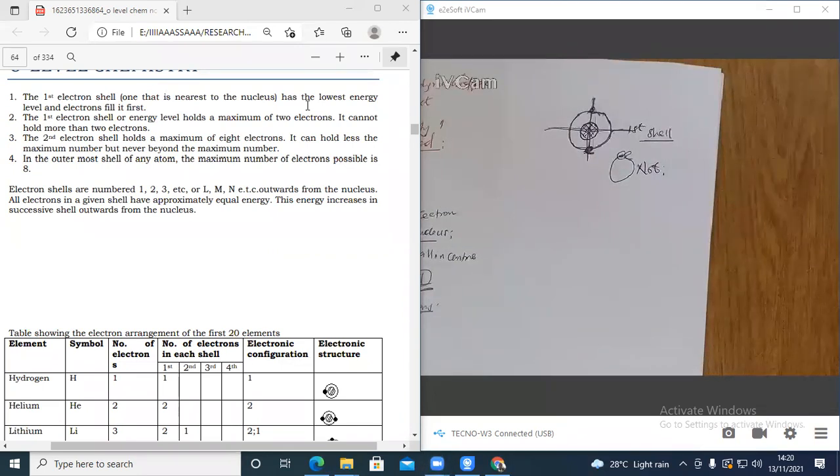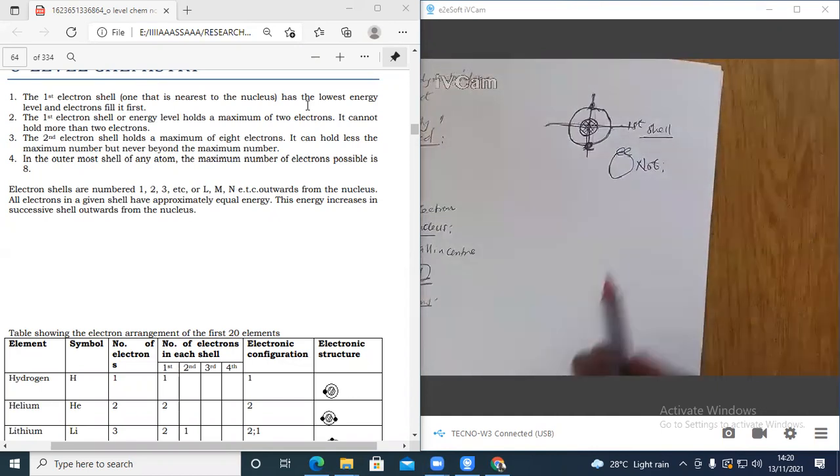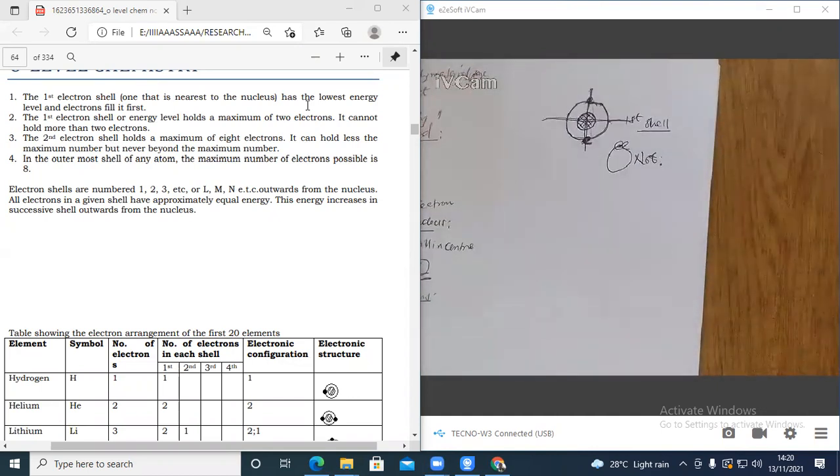Ruth, read for us the third one. The second electron shell holds a maximum of 8 electrons. Good. It can hold less than the maximum number, but never beyond the maximum number. Very good.